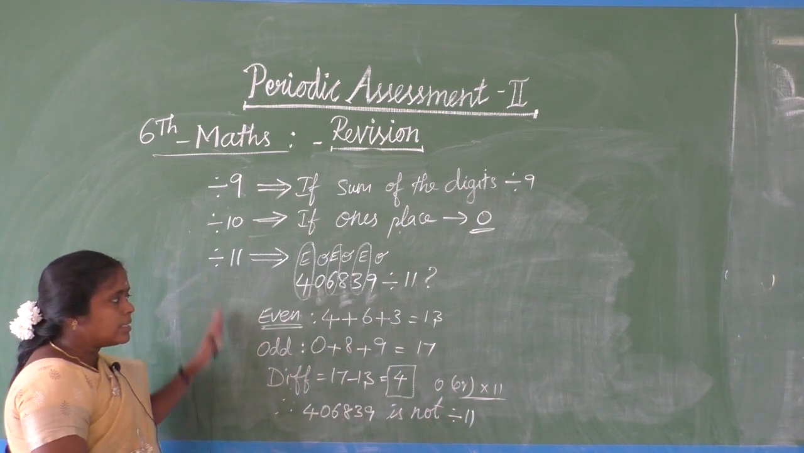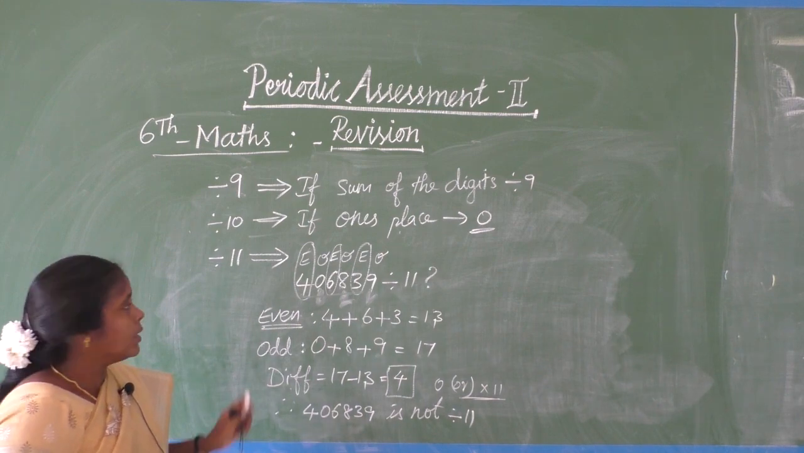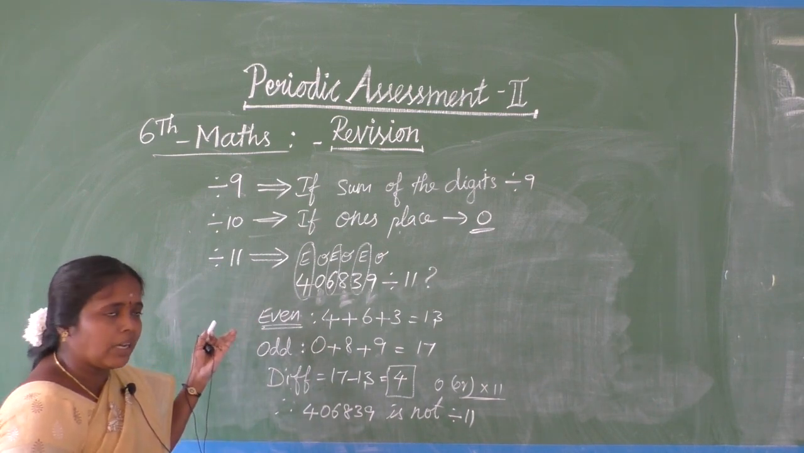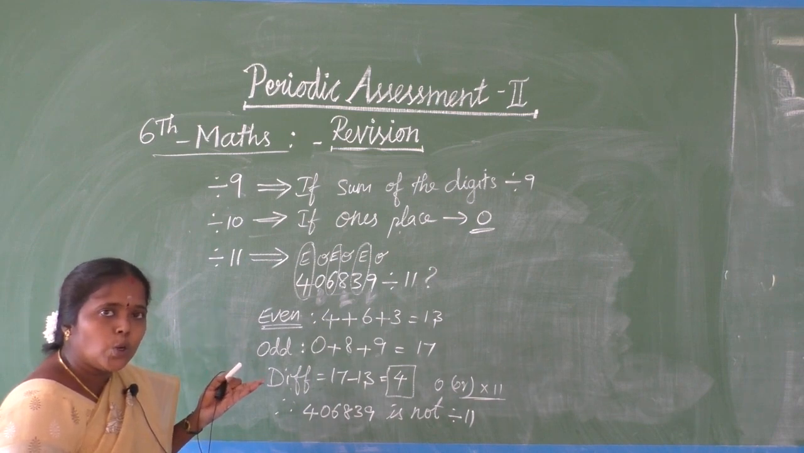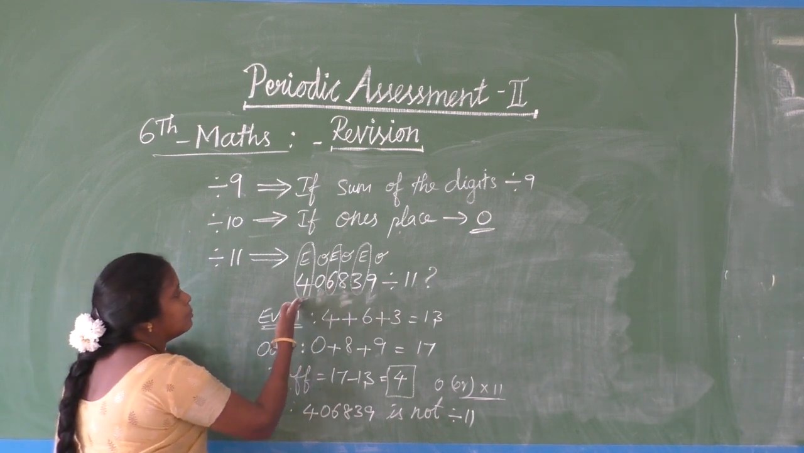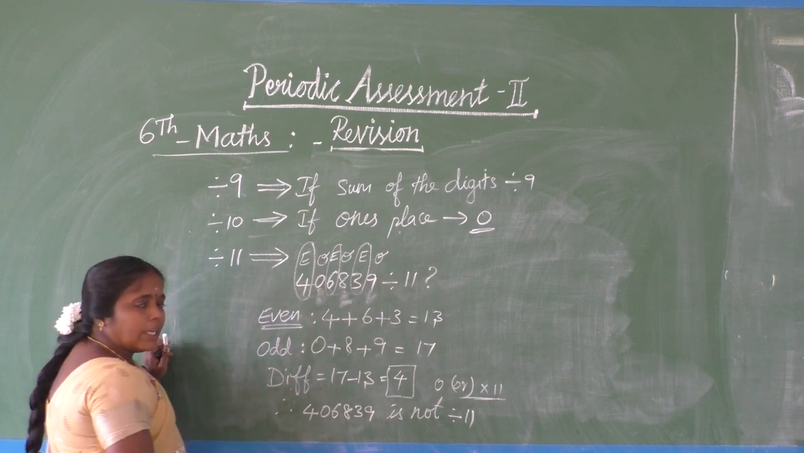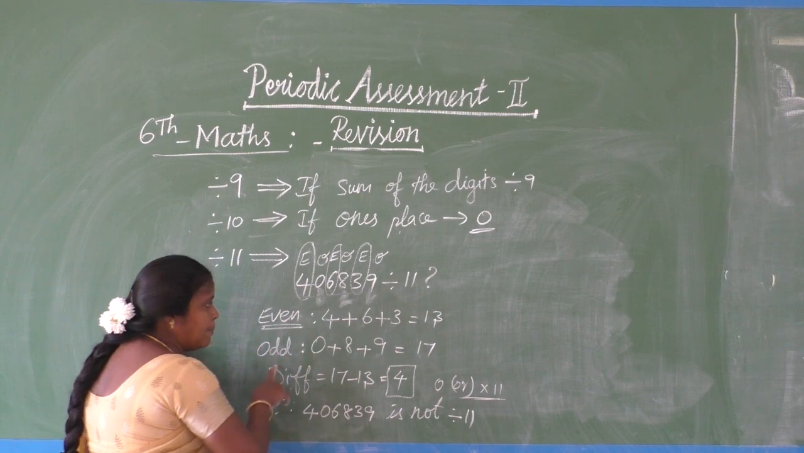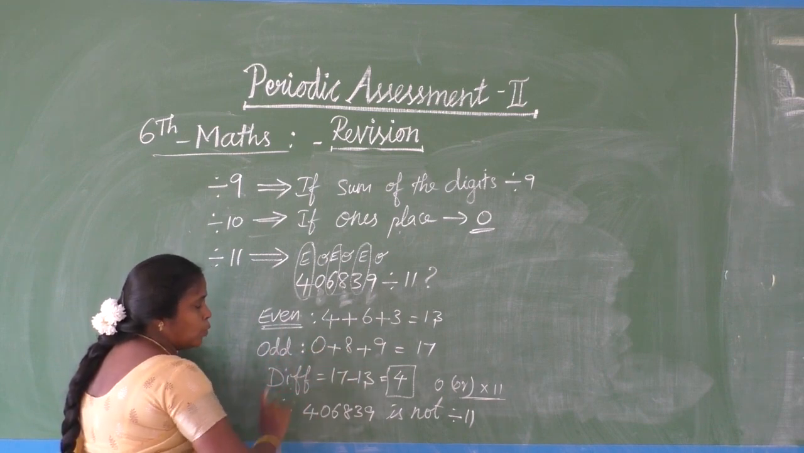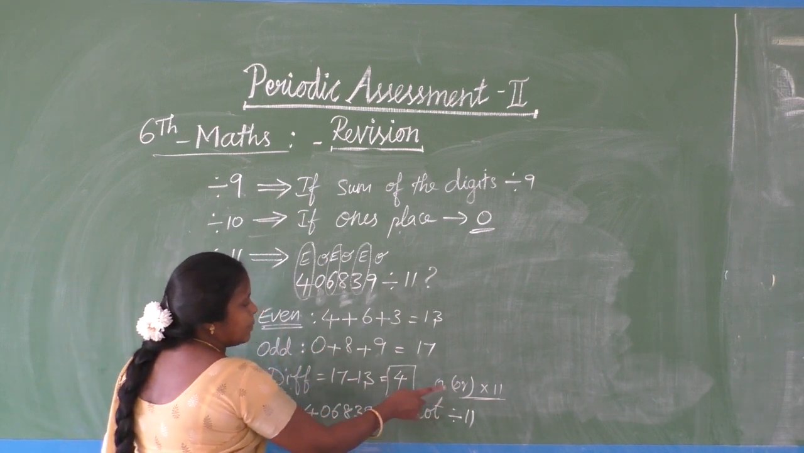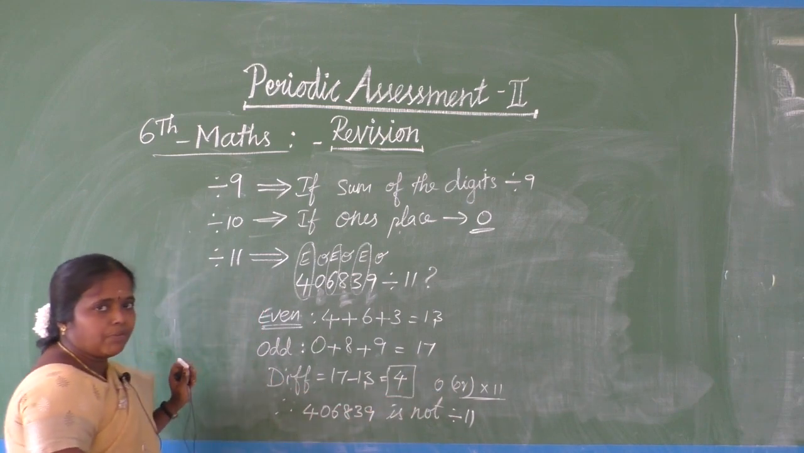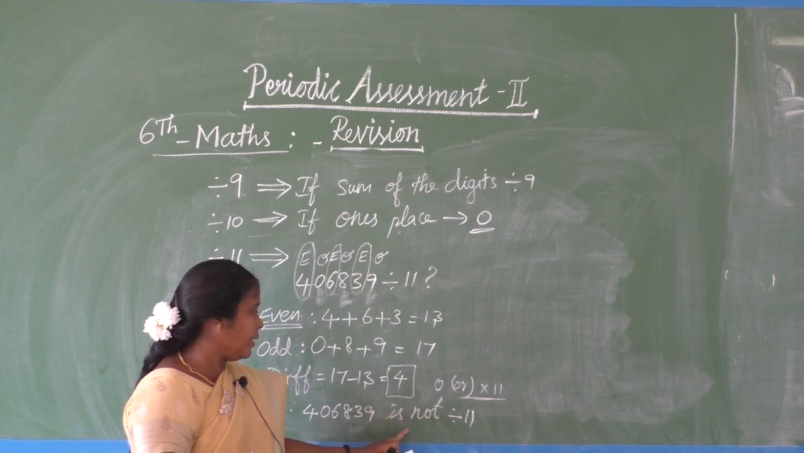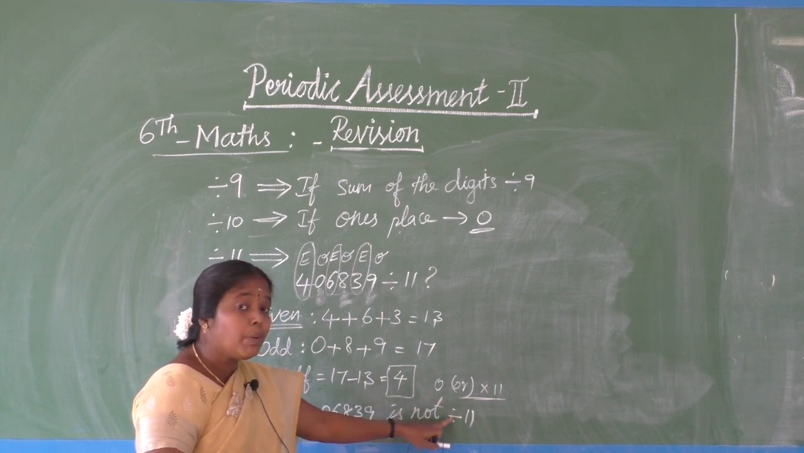Clear, children? This is the procedure for applying the divisibility rule by 11. To check whether the number is divisible by 11 or not, what we have to do? First of all, we have to split the number according to the odd and even places and find the sums. Take the difference between both. Check whether the answer is either 0 or a multiple of 11. In this category, if you get the answer, you can write the given number is divisible by 11.